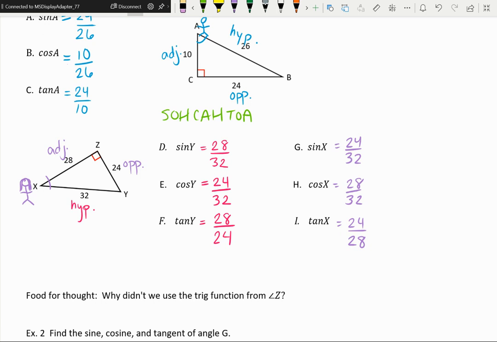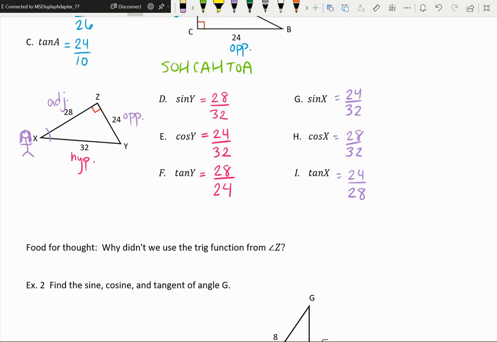Anybody have any? I did sine, cosine, and tangent from Y and from X. How come I didn't do it from Z too? What have you got, Isaiah? It's not acute. Was that the same thing you were going to say? Yes, that's correct. It's a right angle, and it doesn't fit my criteria. It can only take sine, cosine, and tangent of acute angles. So why didn't we use the trig function from angle Z? Angle Z is a right angle, not acute. Perfect.